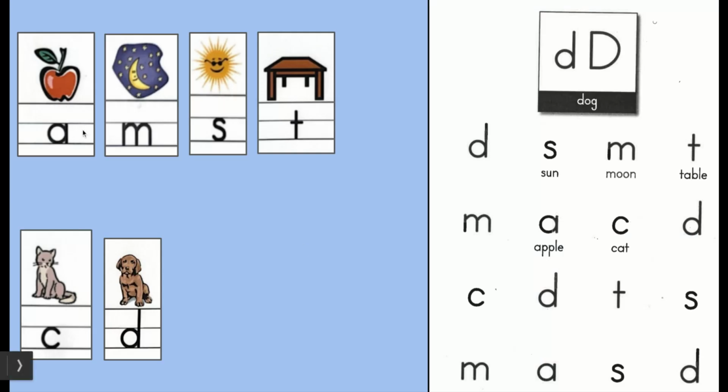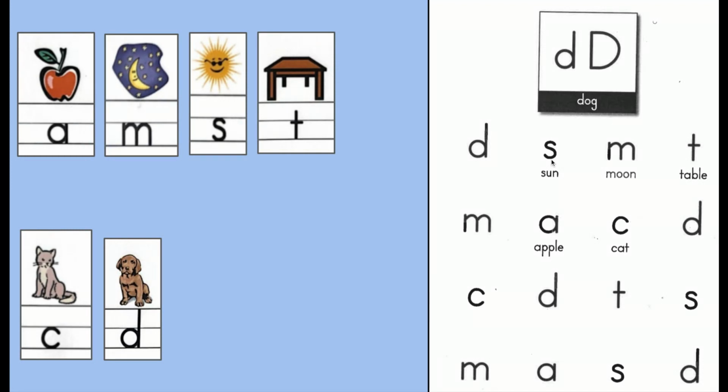We've previously talked about these 5 sounds. Let's review them now. A like apple, M like moon, S like sun, T like table, and K like cat. Today we're going to learn more about the D like dog sound. It is made by the letter D. Let's practice identifying the sounds that each letter makes. D like dog, D.